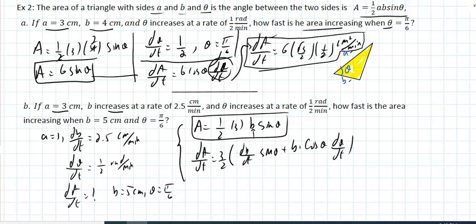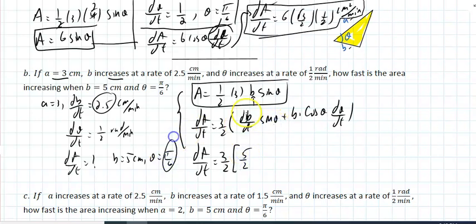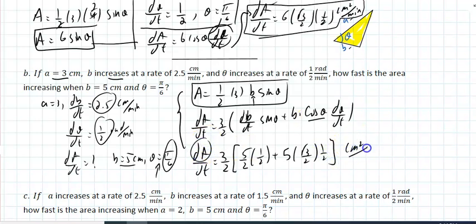Derivative of the first times the second, plus the first times derivative of the second. And if I substitute everything that I know, that will be 3/2 times the change of B with respect to t, that is 2.5 or 5/2. Sine of pi over 6 is 1/2, plus B they told us is 5. Cosine of pi over 6 is radical 3 over 2, and d theta/dt is changing at a rate of 1/2. What are the units for area? Centimeters squared per minute.